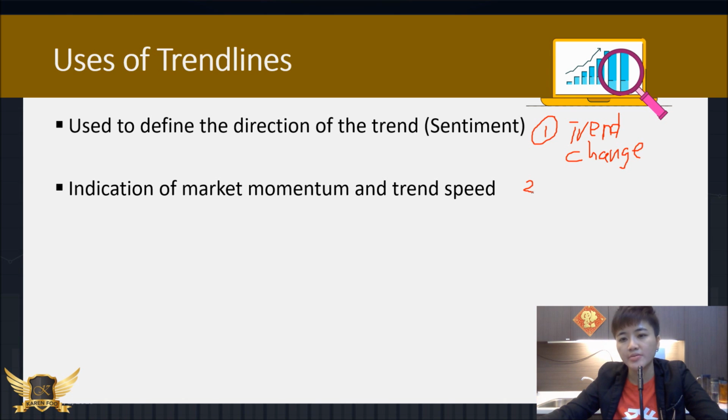Or another option, when the price broke the trend line, it can mean that the momentum of the markets has changed.